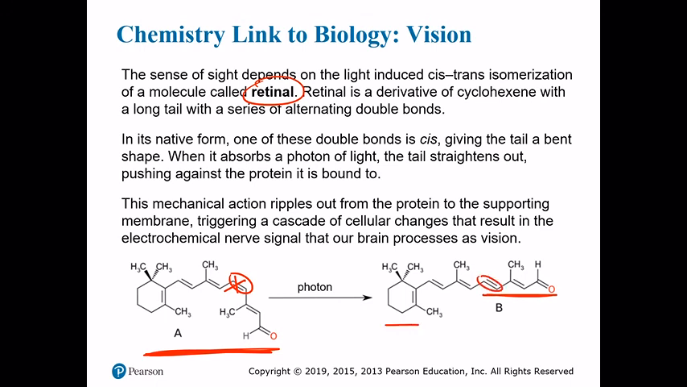In this new extended shape, however, the molecule no longer fits as nicely into the protein, and so it starts to get pushed out. This triggers a cascade of chemical reactions that results in a buildup of sodium ions and eventually gets transformed into an electrochemical nerve signal that gets all the way to your brain, which then processes it as vision.